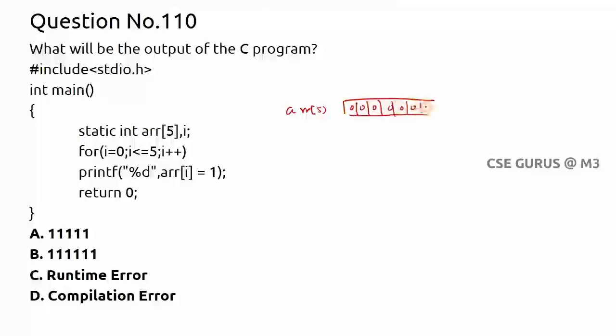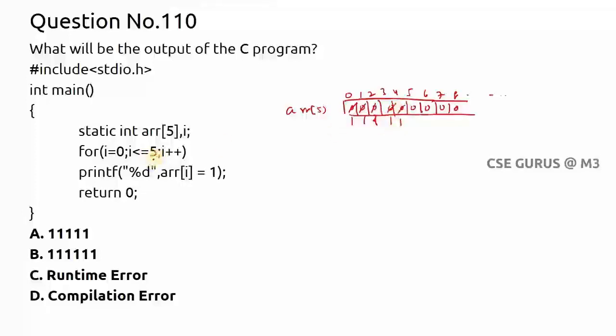Even if you take any size, all the values are zeros. Whatever size you give, the array will be taken and the default values will be 0. Now for i equals 0, i less than or equals 5, i plus plus, printf %d arr[i]. What is the i value initially? 0. So arr[0] I am assigning as 1. Next arr[1], again assigning 1. Next 2, again 1, 3, again 1, 4, again 1.